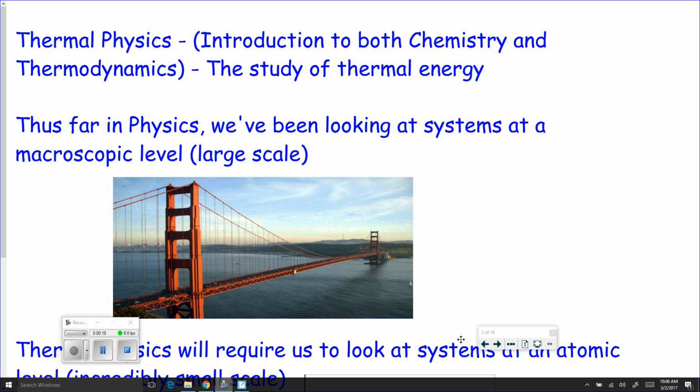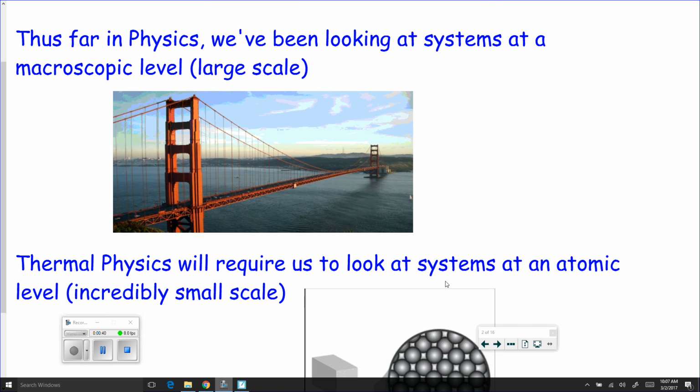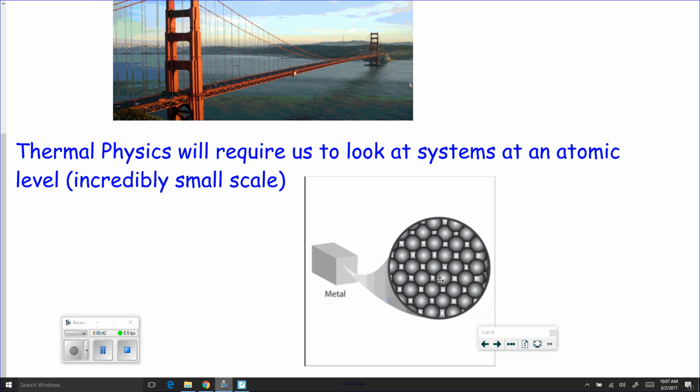So thermal physics is the introduction to thermal energy, which is a topic that's covered in both chemistry and physics. So far, we've been looking at systems at what we call the macroscopic level. Macroscopic means large scale, like the Golden Gate Bridge. In thermal physics, we're going to look at a system at the microscopic level, incredibly small scale. So this would be like the steel that makes up the Golden Gate Bridge, and we're going to analyze the atoms inside of that metal.